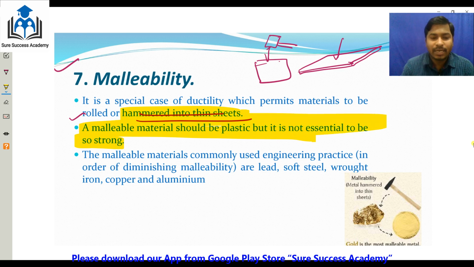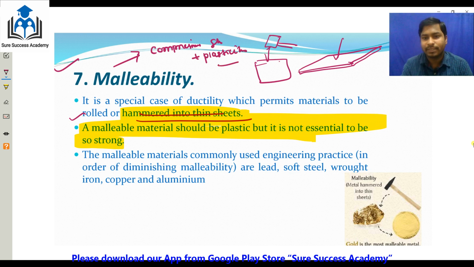So malleability we can say is a combination property of compressive strength and plasticity. Just as ductility is a combination of tensile strength, tenacity, and plasticity, here malleability is a combination property of compressive strength and plasticity. Because once it is compressed to a thin sheet, if you remove the load, it should not come back to the original shape and size.